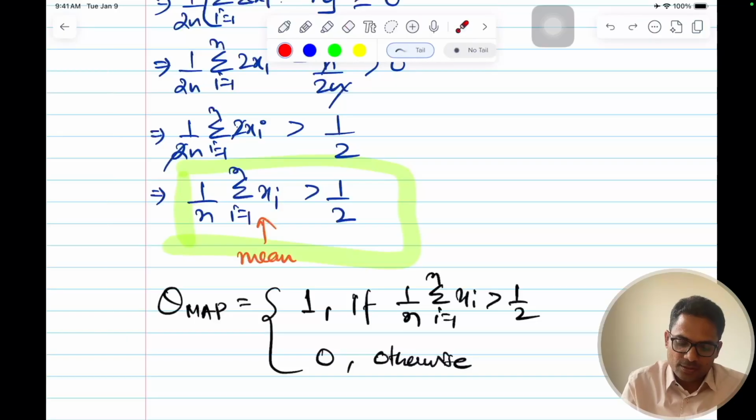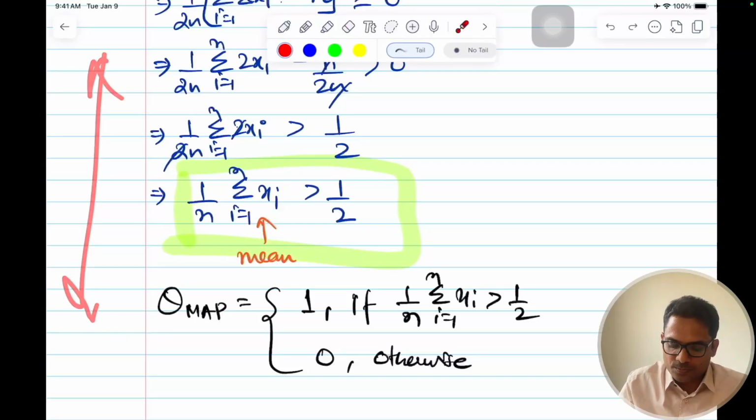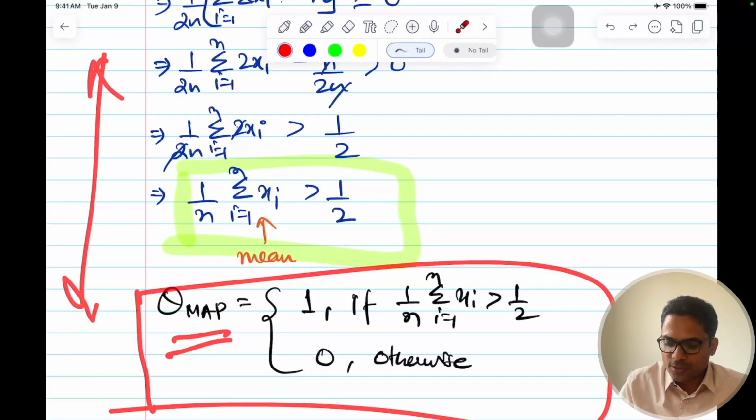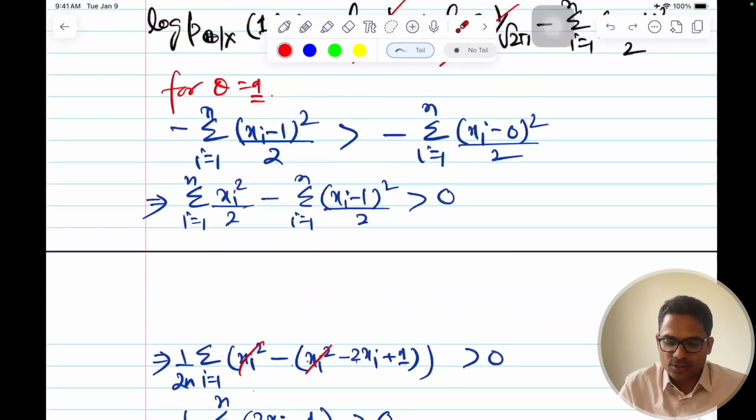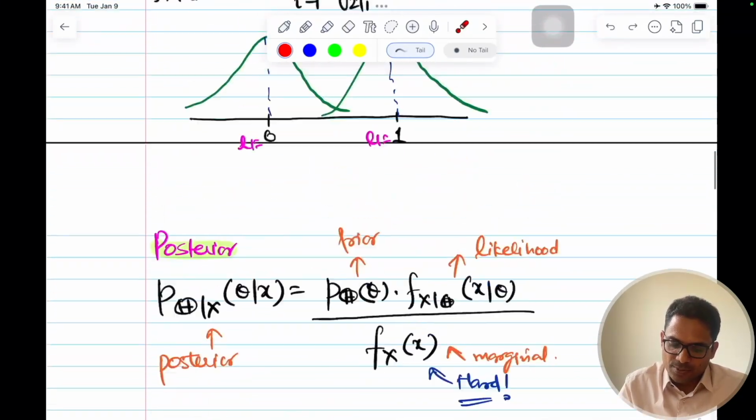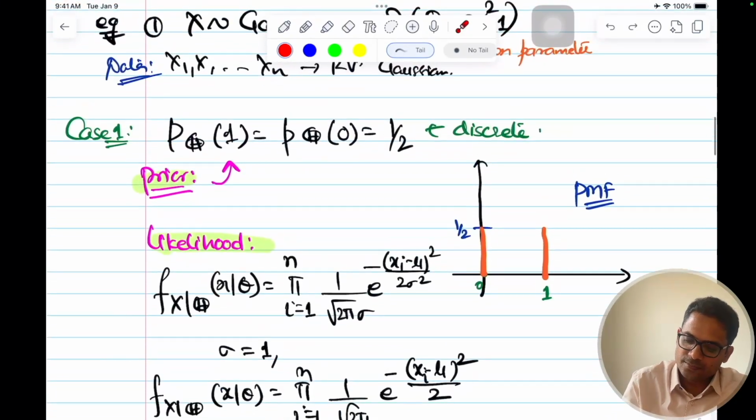Okay, so this is the whole maths. I hope this is clear. So we got a point estimate, when it will be 0 or 1, right? So this is clear. This is your case 1, when the prior was uniform. So I'll write it here: this is uniform.